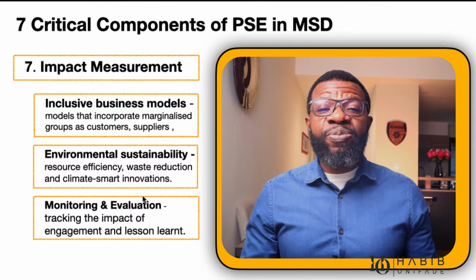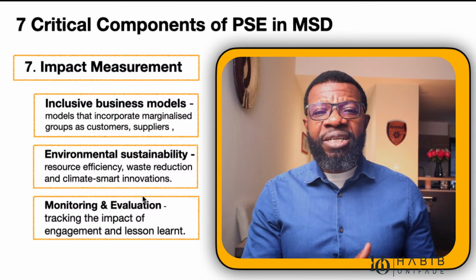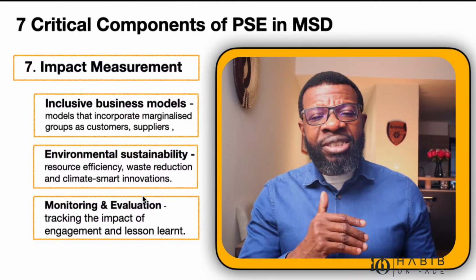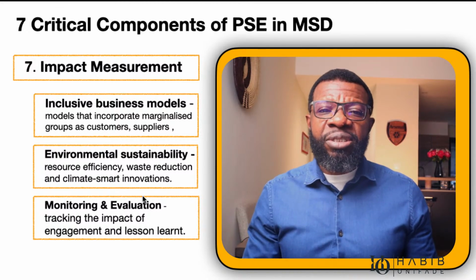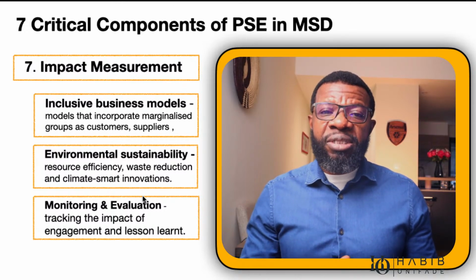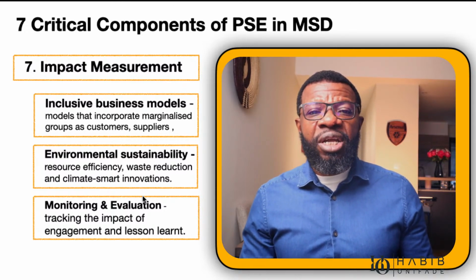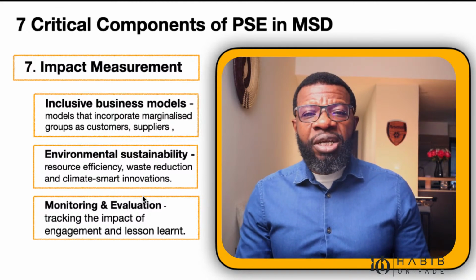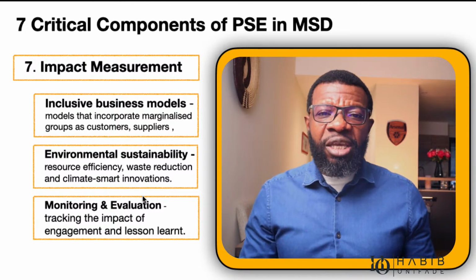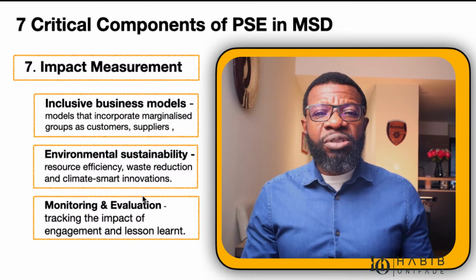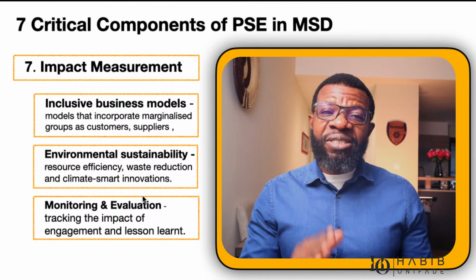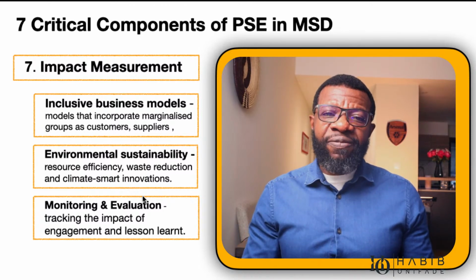I cannot speak enough of this. This is particularly important for us to be able to track indicators so we can test our hypothesis, whether or not our hypothesis is moving in the right direction. And more importantly, we can learn lessons and maybe adapt the intervention as we go on. So these are the seven key components that I think are very important for us to have if we want our private sector engagement intervention to be impactful.